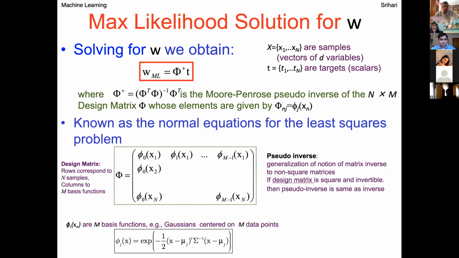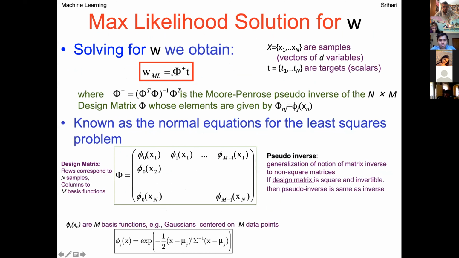And so solving for W, we obtain W_ML equals phi plus T. So the closed form solution is a very simple formulation. It says the weight vector you're looking for consists of a matrix phi. This plus is a particular inverse called the Moore-Penrose pseudo-inverse, which is defined as phi plus equals phi transpose phi inverse phi transpose.